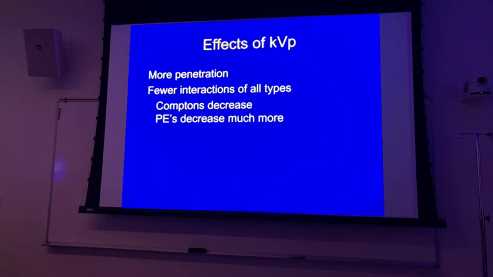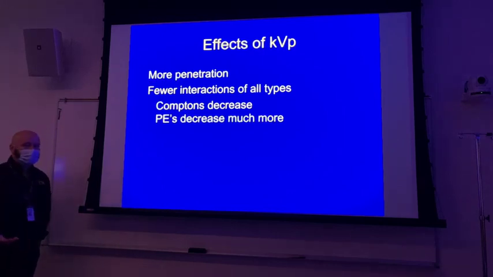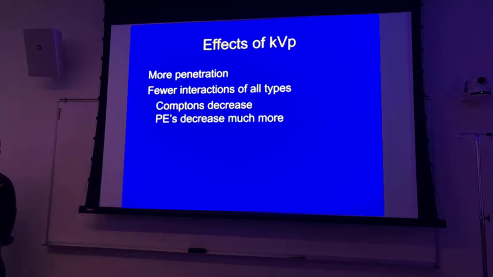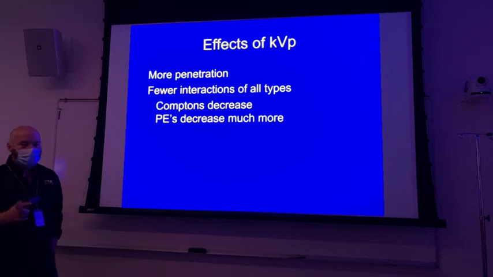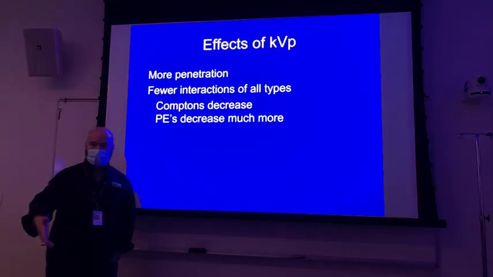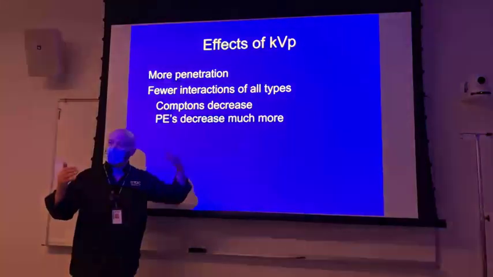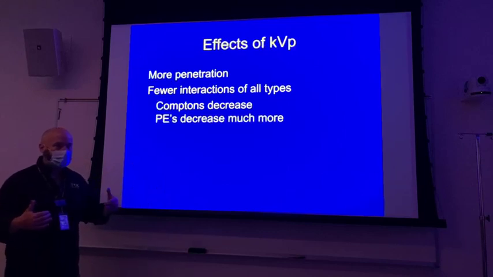All right, so the effects of kVp: you get more penetration, you get fewer interactions of all types. Compton's decrease, actually. Now, that's weird. The number is what we're talking about here. The overall number of Comptons decrease, and we get an increase in penetration, but the PEs decrease significantly more, okay?